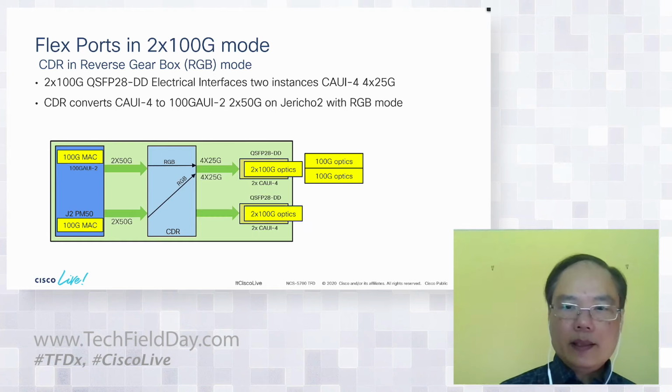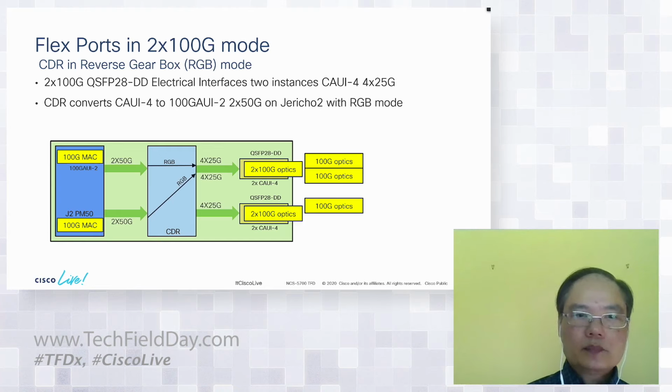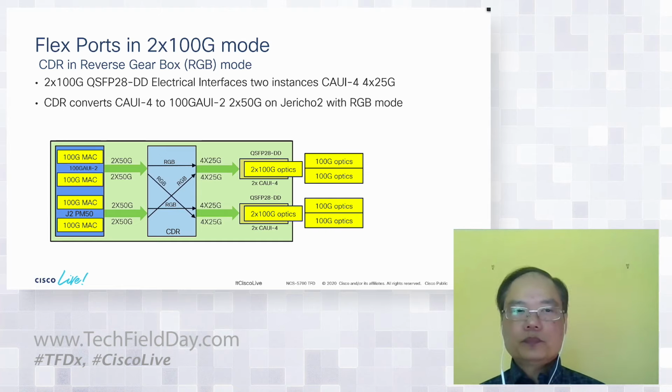And then when you plug in the second QSFP-DD 2 by 100 gig optics, it will be using 2 more instances of CAUI-4. And the same process will happen with the third instance of 100 gig, reverse gearbox to Jericho II. The fourth instance, reverse gearbox in the Jericho II.